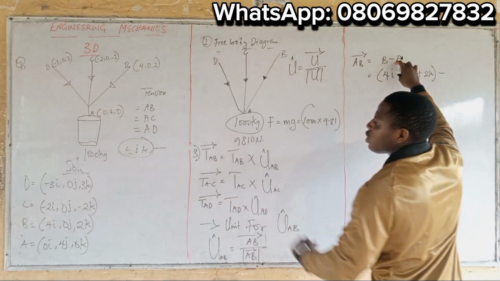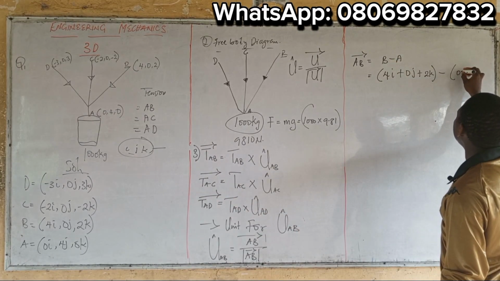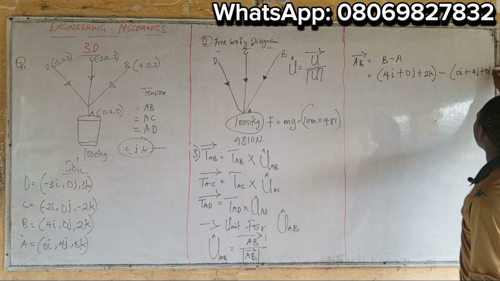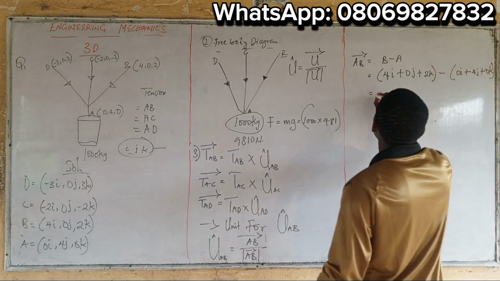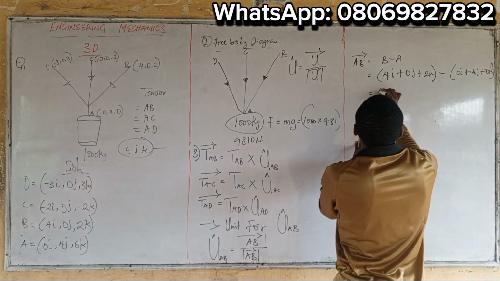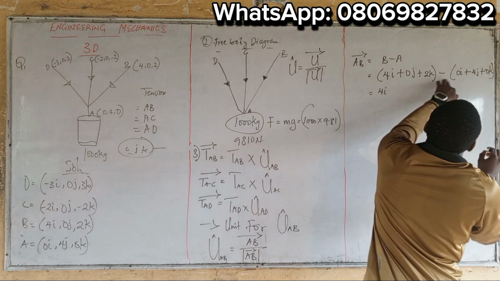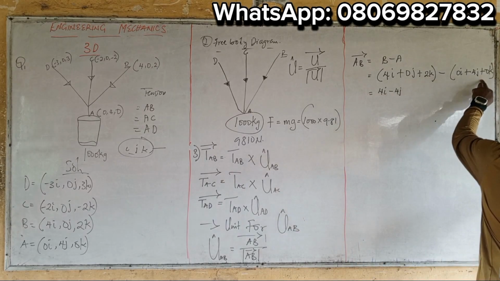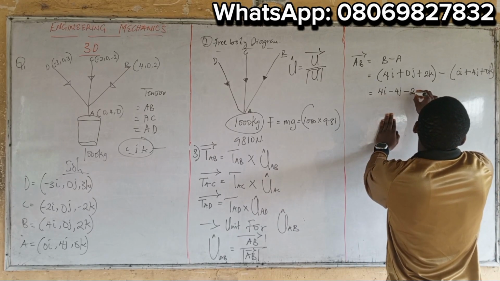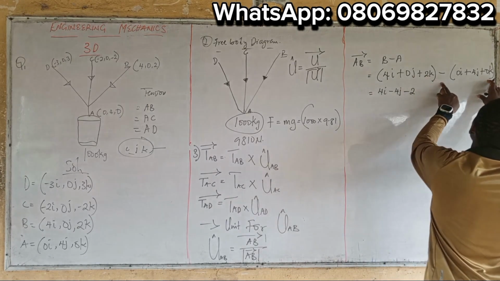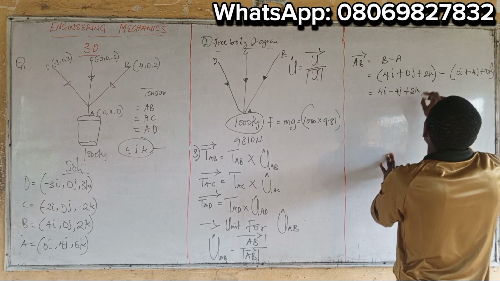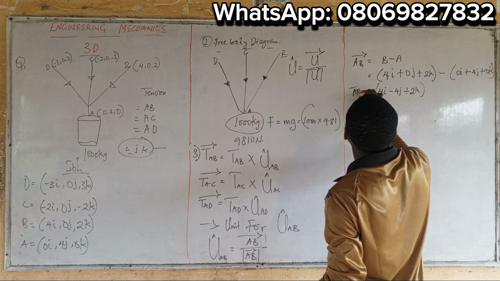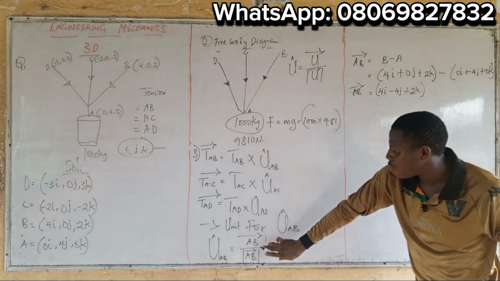What is your A vector coordinate? Your A vector coordinate is 0i plus 4j plus 0k. Now if you do that, you simply arrive at 4 minus 0, which is 4i. 0 minus 4 gives minus 4j. Then the next one is 2 minus 0, which gives plus 2k. So this is your position vector for AB. So you succeeded in getting your position vector.